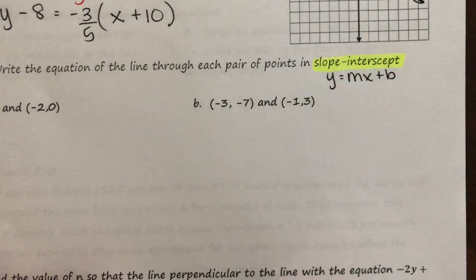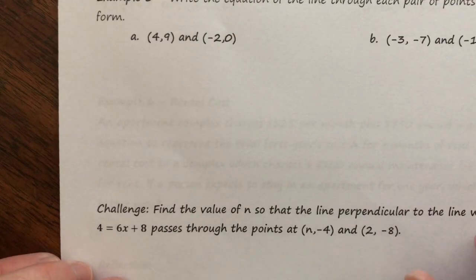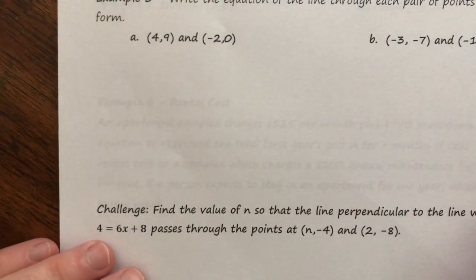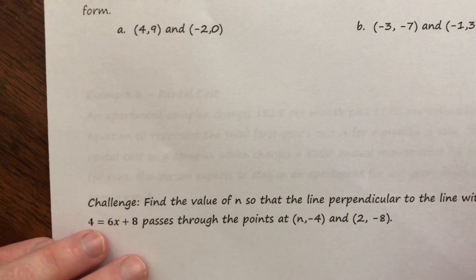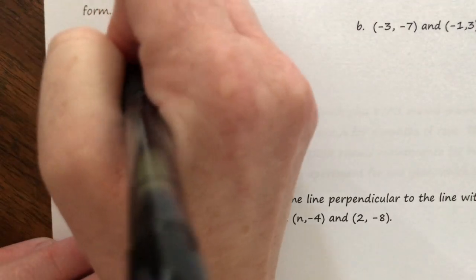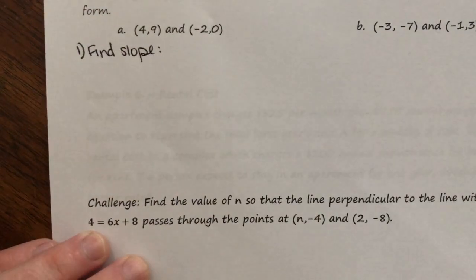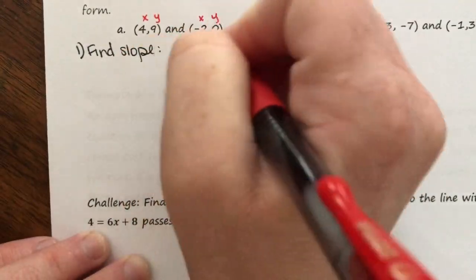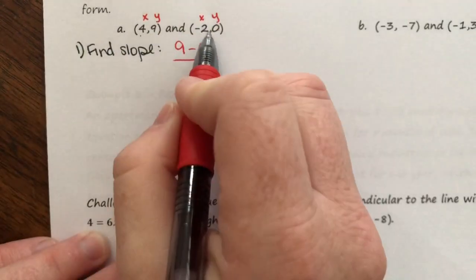Okay, so this is kind of 2 steps here. First step is we have to find our slope, right? Normally our first step is to write the slope in. We don't know the slope here. So first thing we want to do is find slope. How do we find slope when we have 2 points? Y minus y over x minus x, right? So we have our x and our y and our x and our y. So I'm going to do 9 minus 0 over 4 minus negative 2.